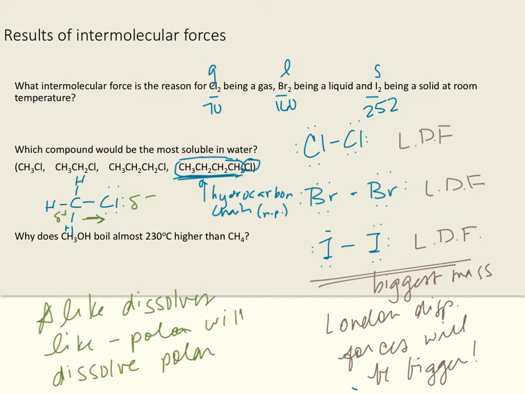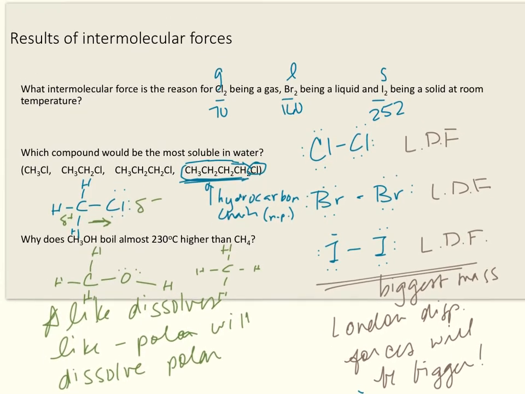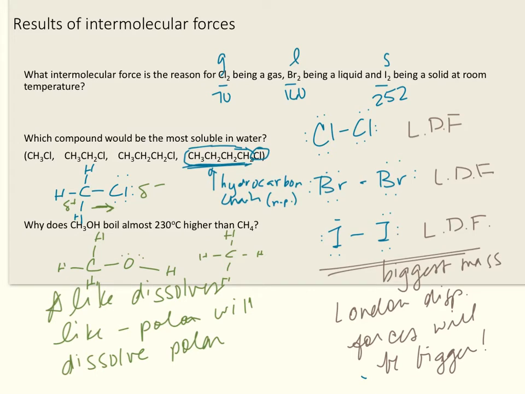All right. Why does CH3OH boil at almost 230 degrees higher than CH4? So CH3OH, methanol, looks like this, while methane looks like that.